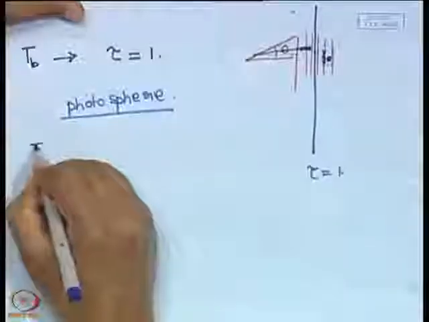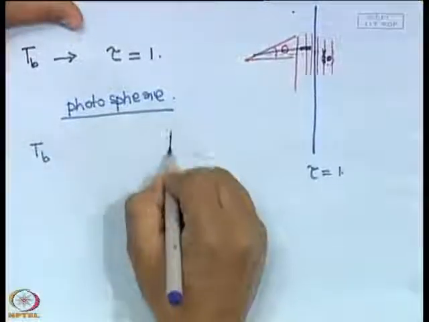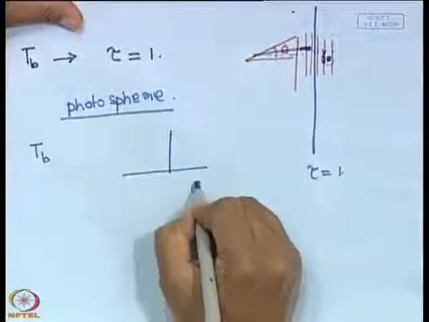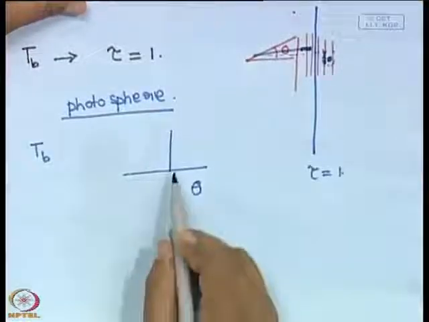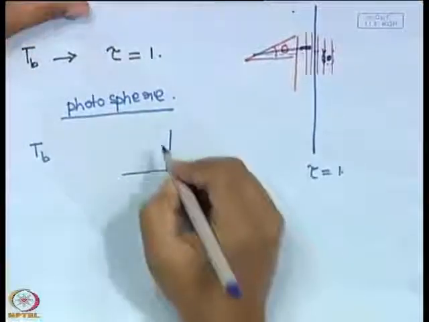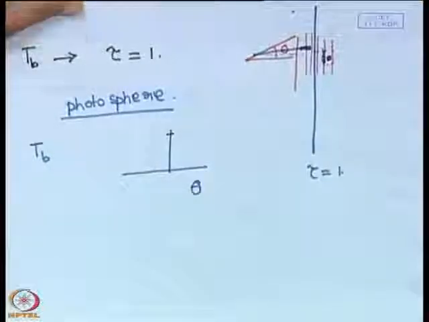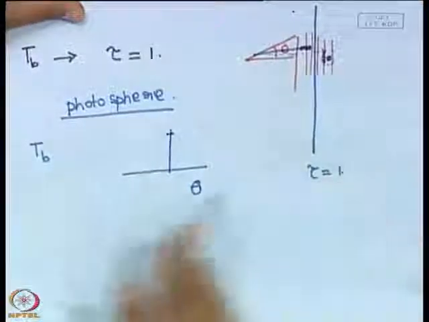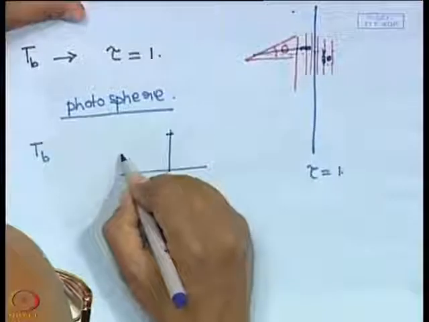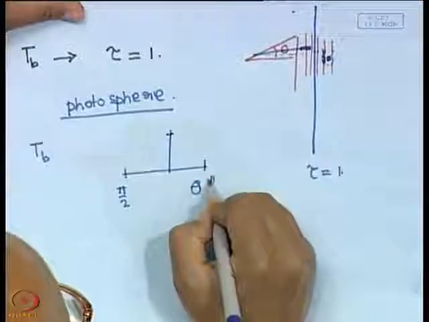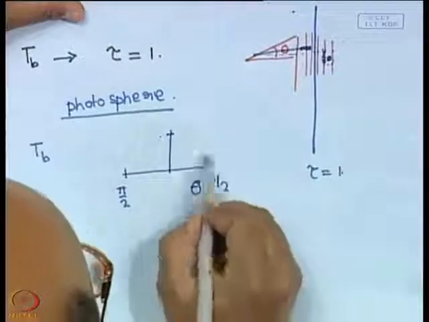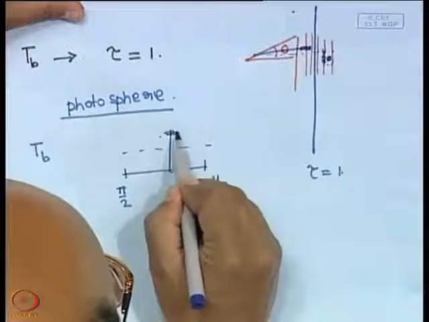The second point is that the temperature of the radiation, if you plot it as a function of theta, when you look straight into the sun, the temperature will have a value T naught plus A. When you look at a grazing angle it will fall. So the temperature profile, this is pi by 2, the temperature profile will look something like this.